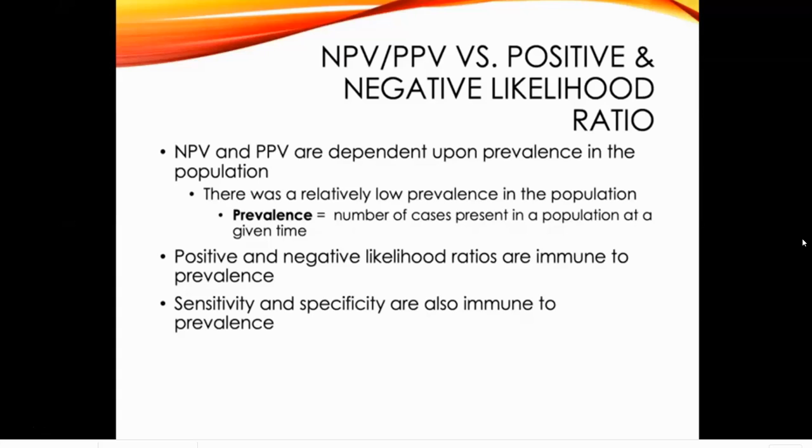And so the reason the negative predictive value and positive predictive value aren't demonstrating the spin and snout rule that well is because they're highly influenced by this prevalence. But there are other values, the positive and negative likelihood ratio, that are immune to prevalence. So they're even better to use, and we're going to go through some examples to show how they're better. And just as a side note, sensitivity and specificity are also immune to prevalence.